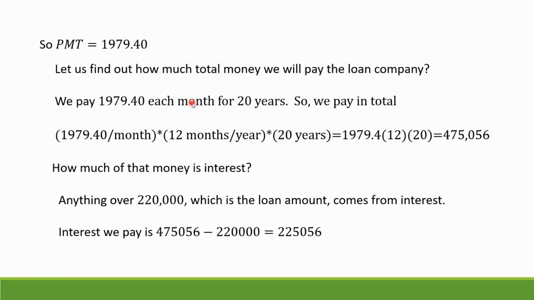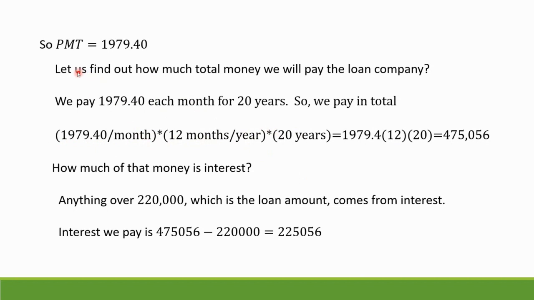so how much are we going to send them? Well, we're going to have $1,979.40 per month, times 12 months per year. We're paying it off each month, and we want to know how much we're sending them altogether after 20 years. So we have to multiply by 12 months per year and then multiply by 20 years. Altogether, we end up with this.